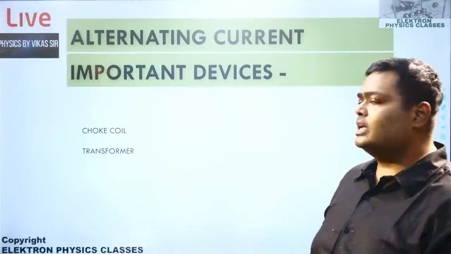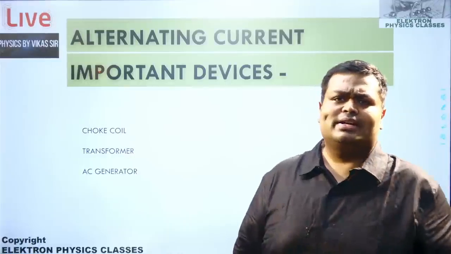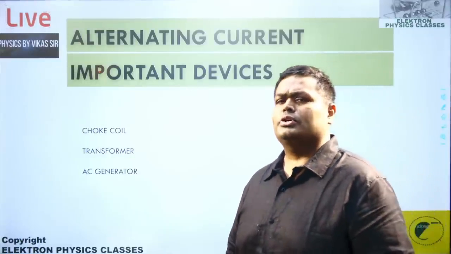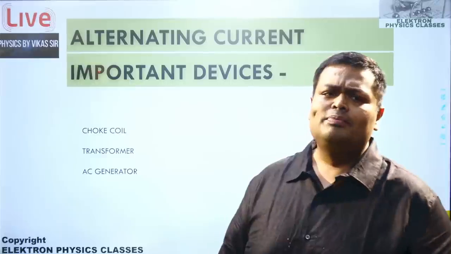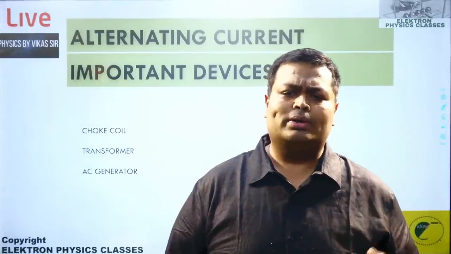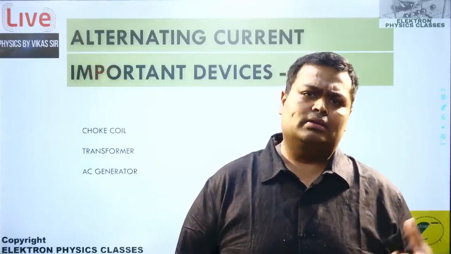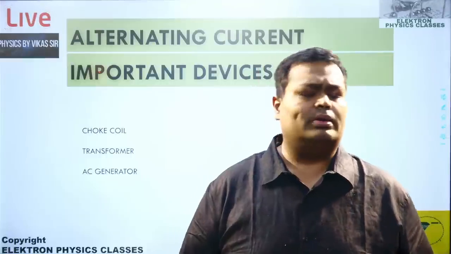The last device is supposed to be the AC generator. So talk about the construction of it and the armature coil and the principle behind this, as the coil rotates and then it experiences the torque and all, right?